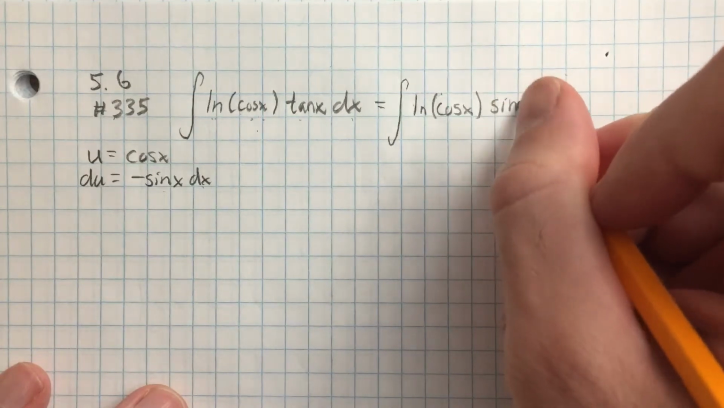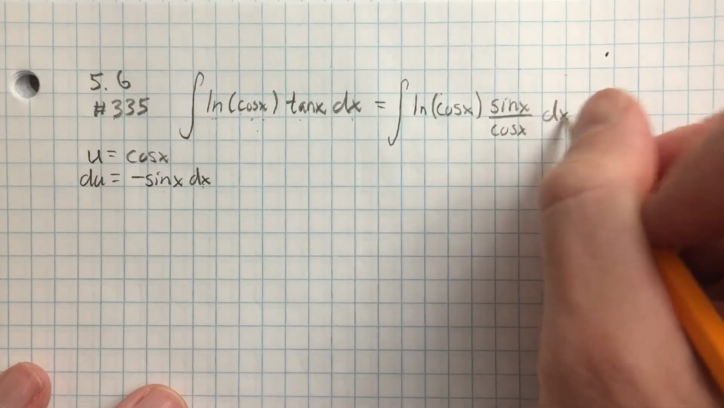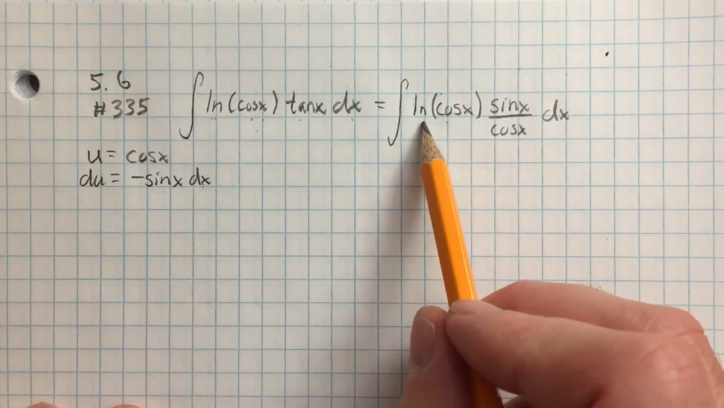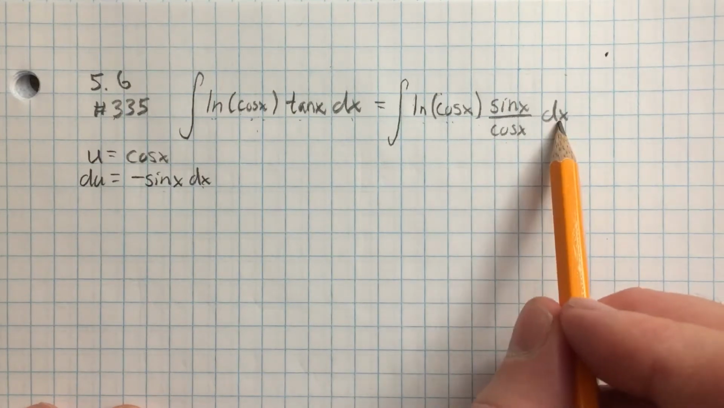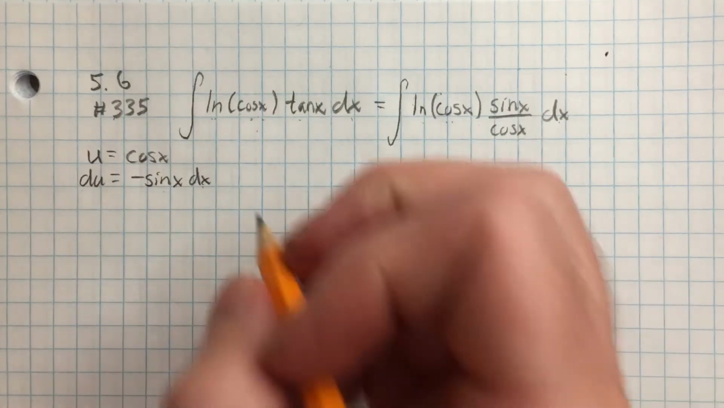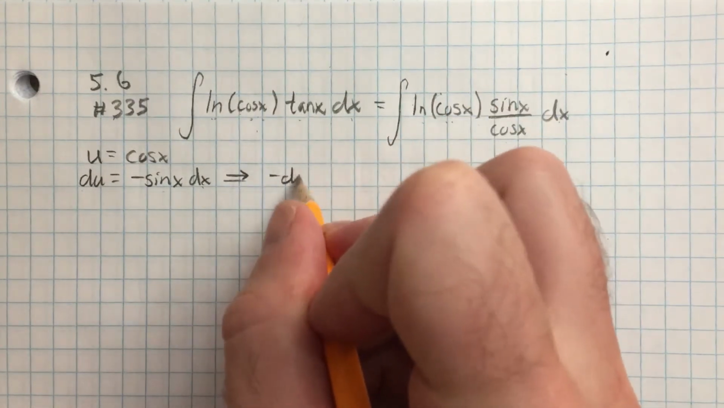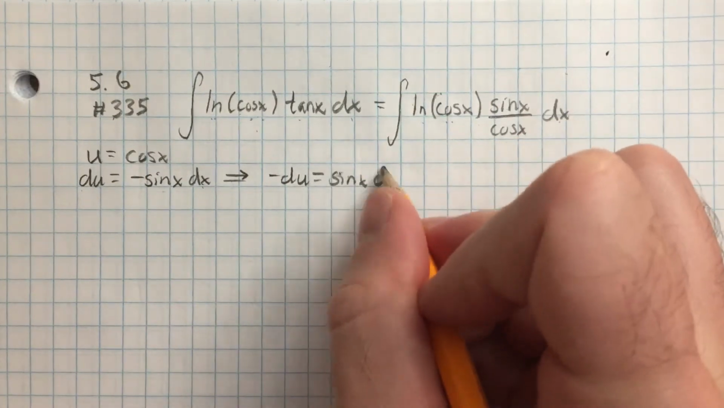So I'll write this as sine x on cos x dx. Okay, so really everything can be filled in. Cos x here will give me ln u. Cos x here is u. Sin x dx is negative du. Right, I'll just transfer that to the other side. We'll have negative du equals sin x dx.